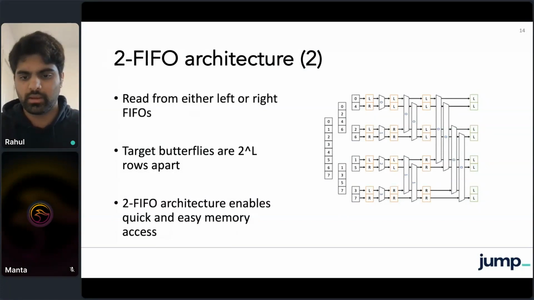At each layer, the number of times you ping-pong between the FIFOs decreases by half. The idea is to create a way to stream these operations in, so you can feed the previous layer's output into the next layer's inputs. There are indices that you have to manage: the target butterflies are 2^L rows apart for each layer, where L is the layer. The punchline is that this 2 FIFO architecture enables the quick and easy memory access that we need for streaming.